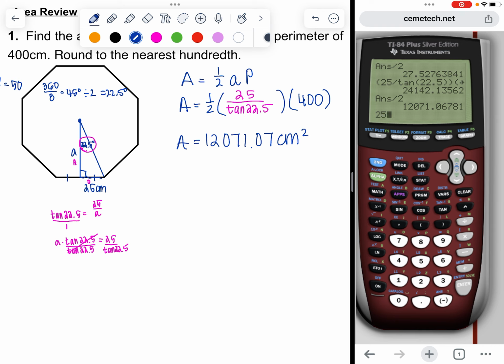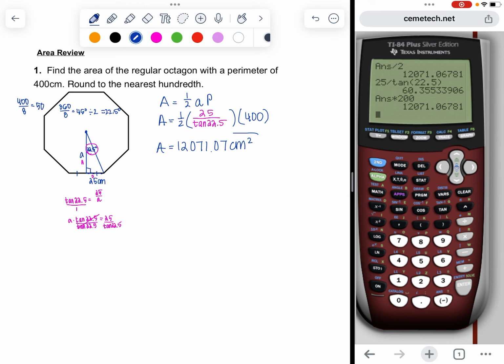All right, I'm going to try that one more time in my calculator just to make sure I did it right. 25 divided by tangent of 22.5. See what that is. And then times 200. Okay, I feel okay about it. Let me just check my mode. Oh, I'm good on my mode too. Okay, there's my answer.